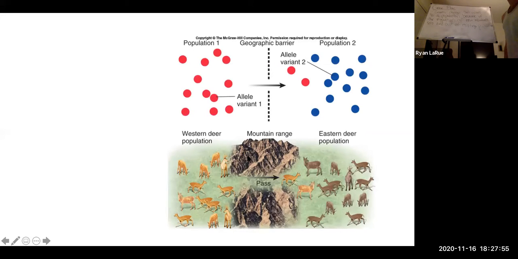So in this example, we have a mountain range and a small pass with a western deer population and eastern deer population, different fur color, right? So that you have two different alleles. And really this represents an entirely different mix of genes, right? And when they cross the pass and mate with one another, you're introducing these new alleles to this population. You're also losing them from this population. So both are changing due to this effect. But that's gene flow. Genes are flowing. And yeah, so like neighboring islands of birds and lakes and things like that, this can happen too.